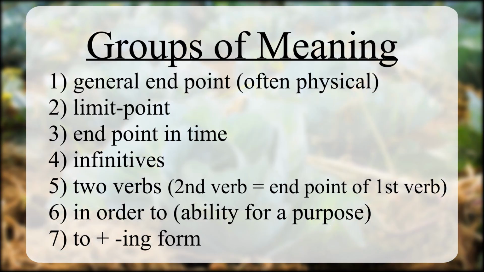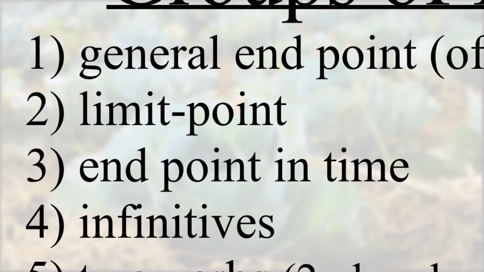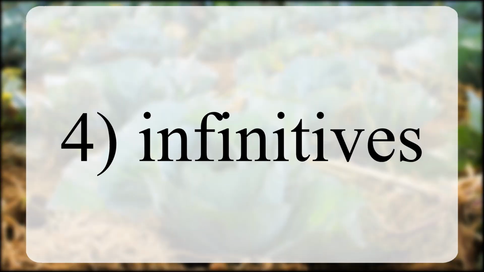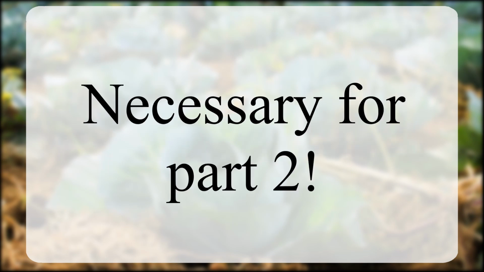Don't let the simple logic of the preposition fool you, because it can be used in very many ways. These are all the different groups of meaning for the preposition to. Today we will only be talking about the first 4 groups, which will help to start to build the feeling of how this preposition works, especially with group 4. And we will need this in order to fully understand part 2.